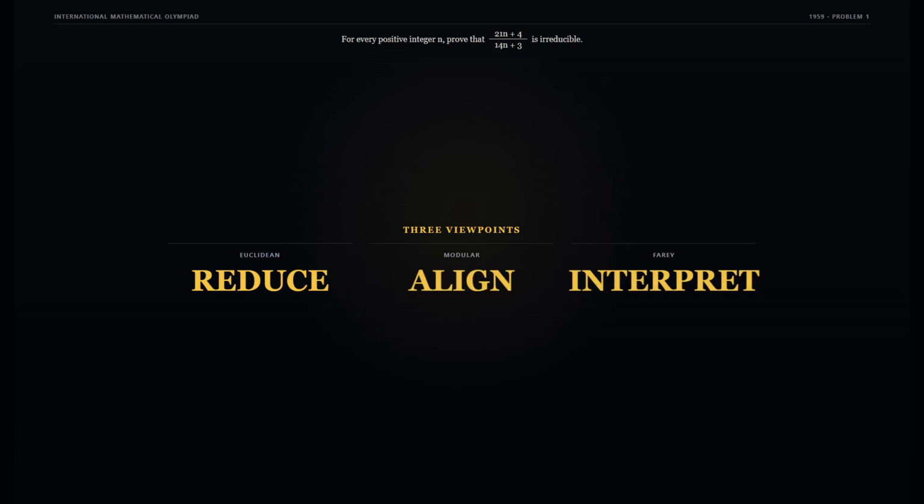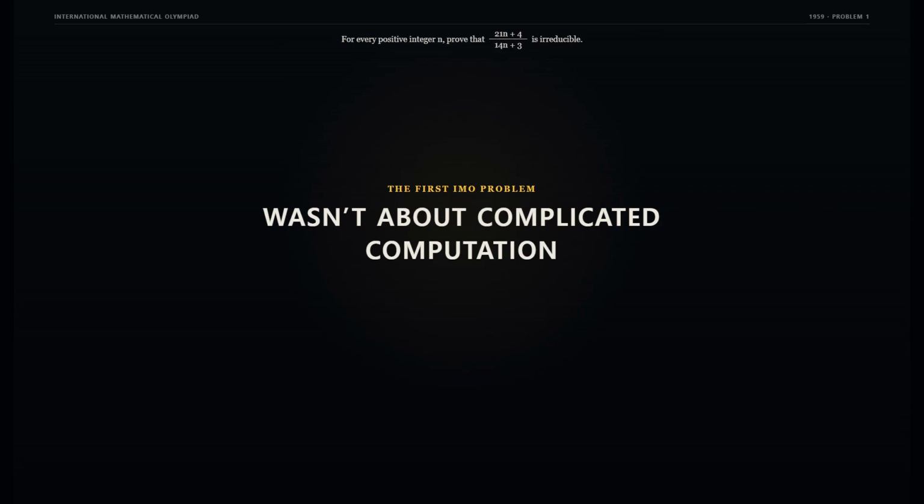Three viewpoints. Three different mathematical languages. The Euclidean algorithm reduces. Modular arithmetic aligns. And Farey fractions interpret. But all three are driven by the same identity: 3(14n + 3) - 2(21n + 4) = 1.